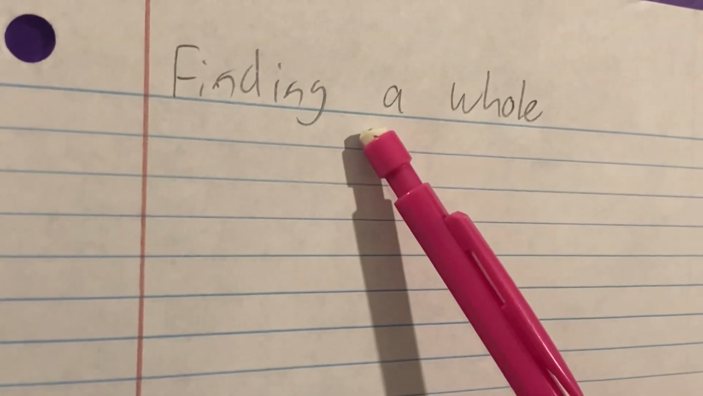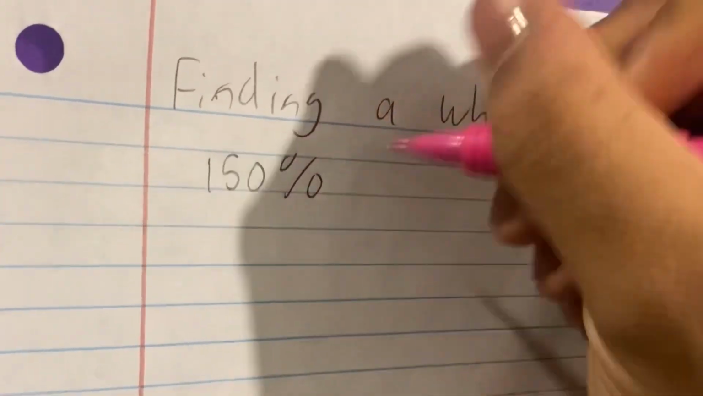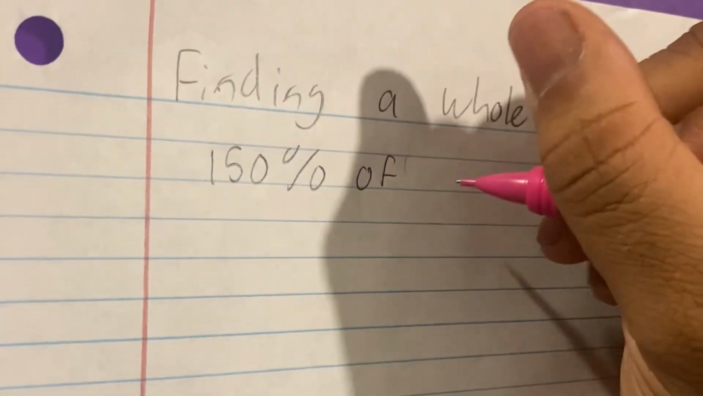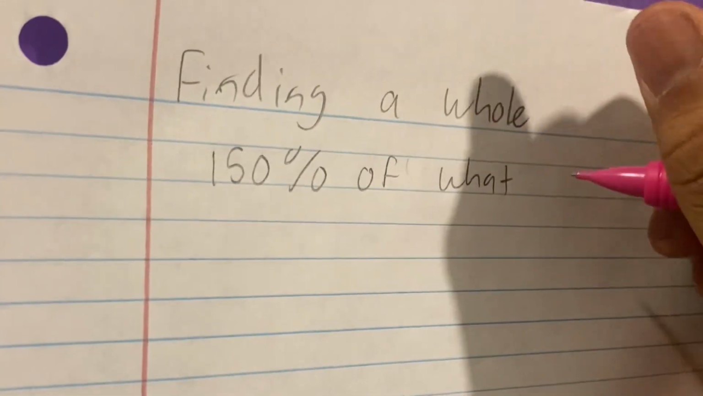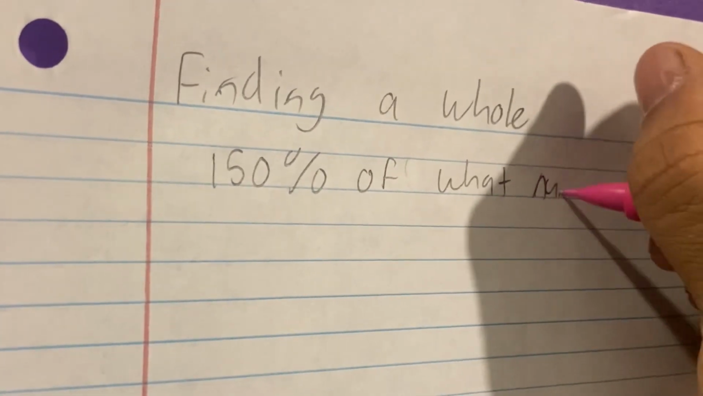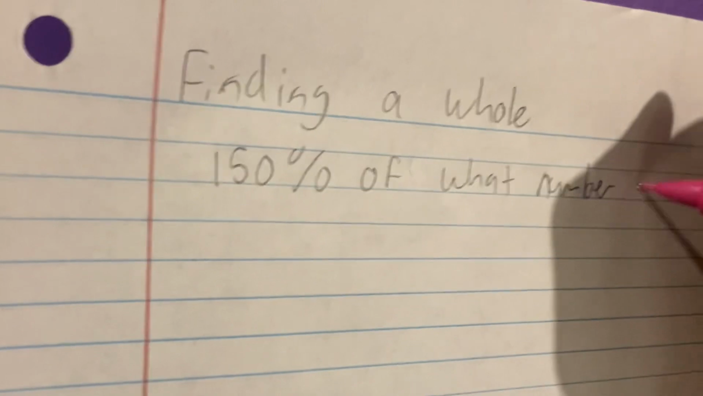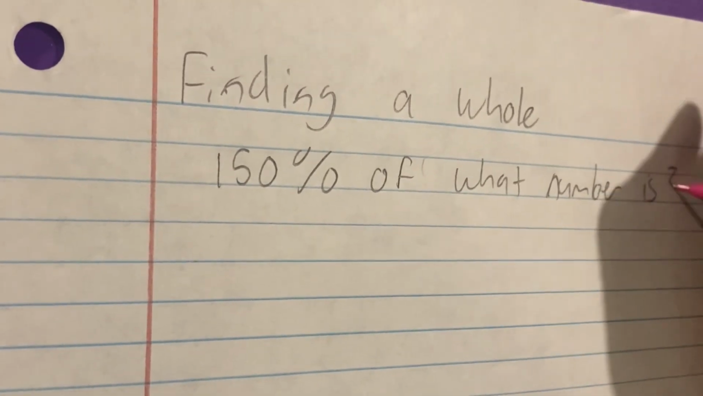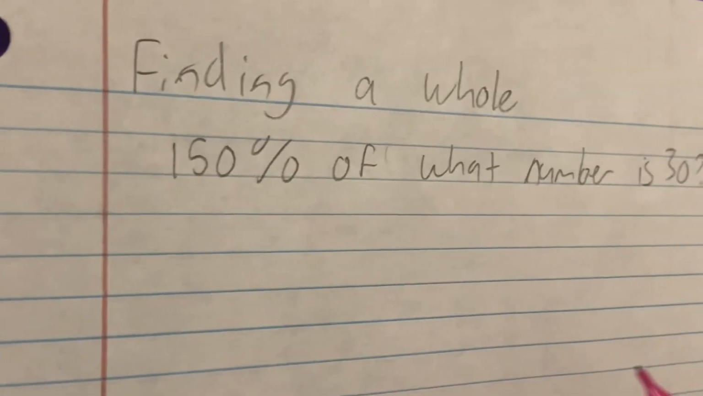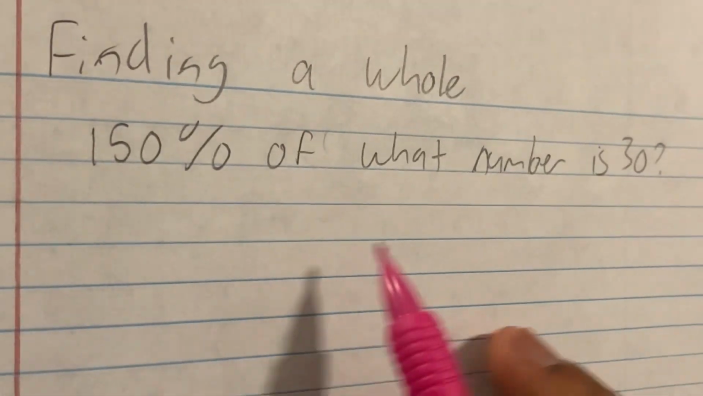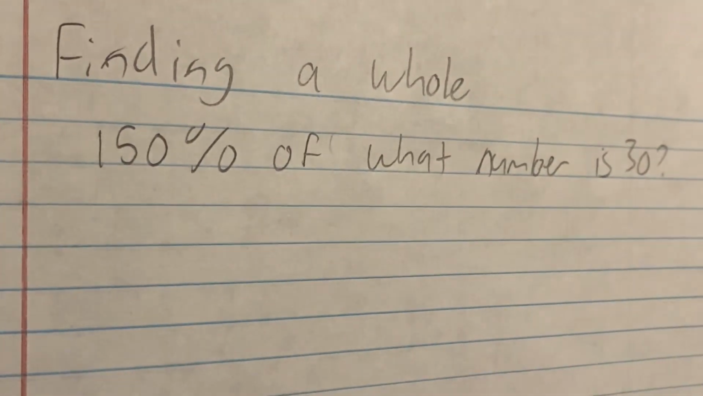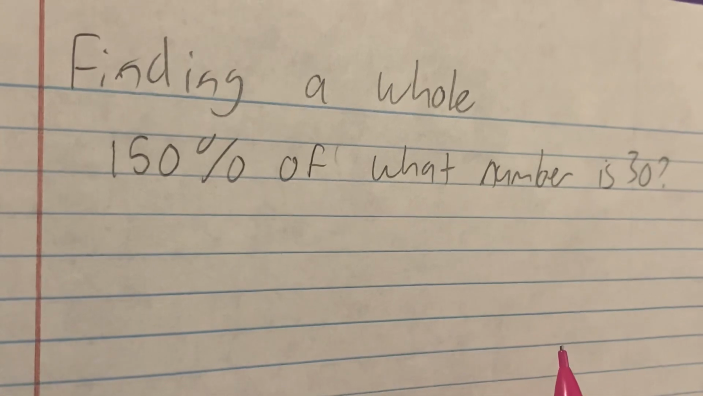So for our last 2 examples, we found the percent first, and then we found the parts, and now we're going to find the whole. So one of our questions is going to look like this. 150% of what number is 30? So 150% of what number is 30? I'm sorry, I got caught off on the side over there. So let's go ahead and do it.